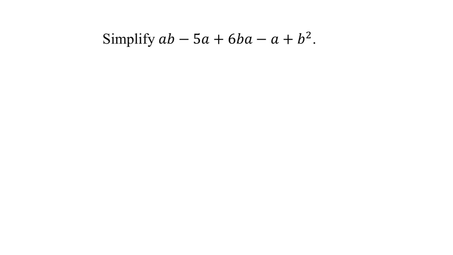Well, the very first thing that Mr. Tan would like to do is to, by use of color, identify all the like terms. AB and BA are the same. Do take note of the sign in front of each term. Negative 5A and negative A, and the last one is a positive B squared.